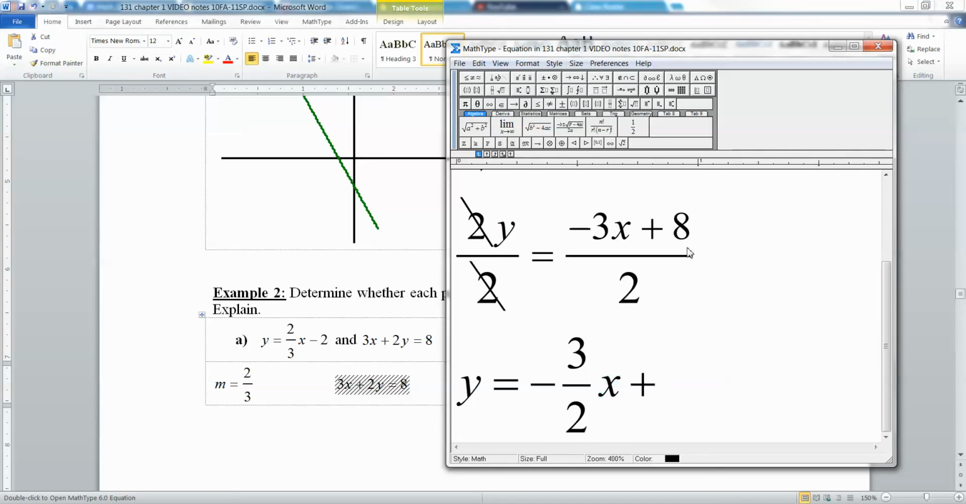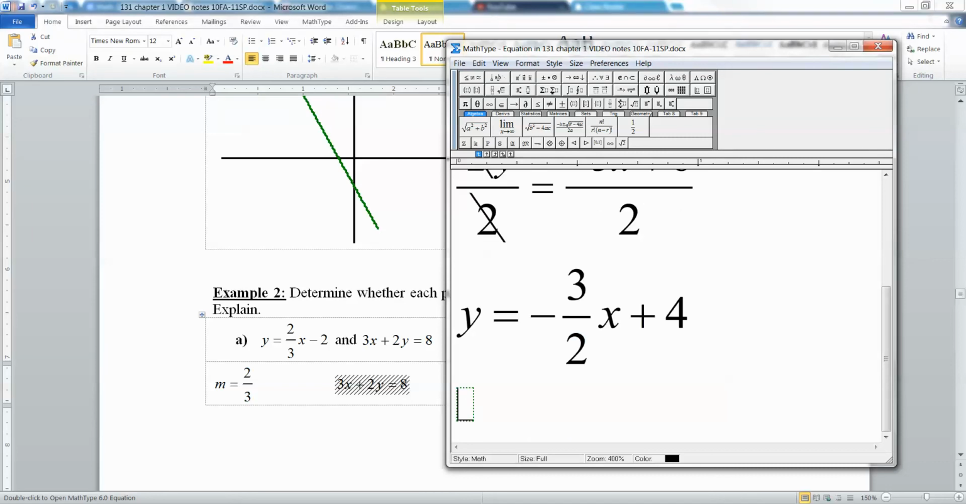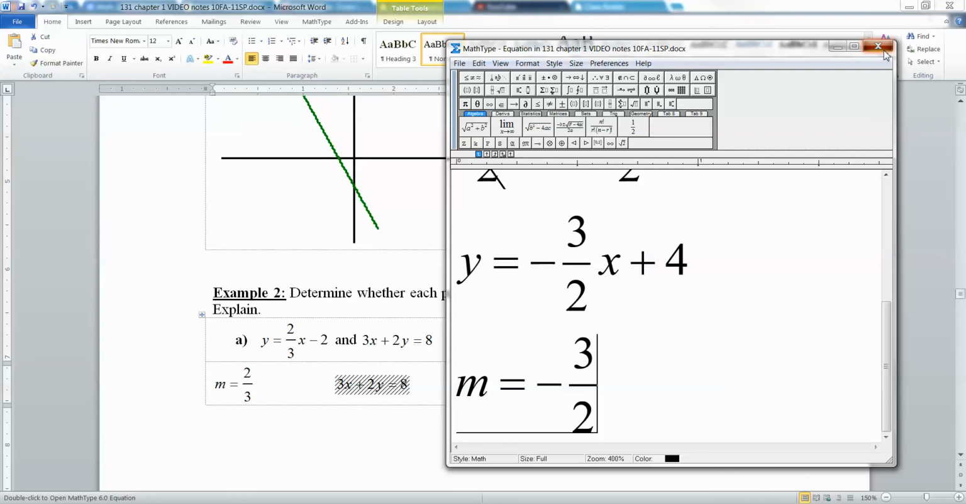Plus, and now here's where people get hung up. The whole thing gets divided by 2. Not just the front number, but all of it. The entire right-hand side had to be divided by 2, which means you don't get to write plus 8. You have to write plus 4, because 8 over 2 makes 4. Now, what's the slope on this? That's what we were really looking for. The whole reason for doing this was to get m equals negative 3/2 right there.